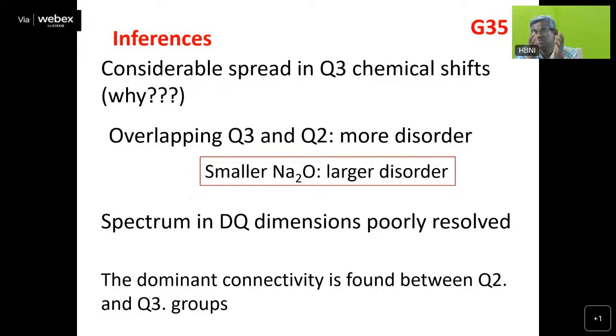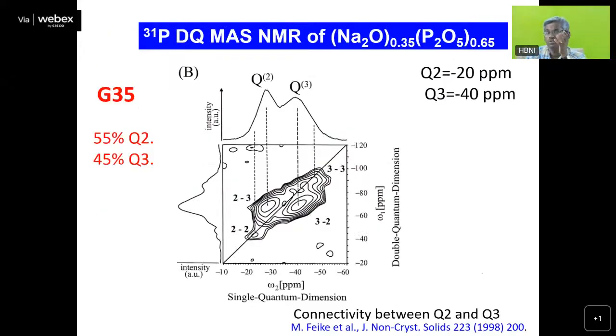So exchange is taking place significantly between Q1 and Q2 structural units. The dominant connectivity is found between Q2 and Q3 groups. That is also correct. Dominant, that is why we see there is no resolved peak. We see a lot of Q3, 3-2, 2-3 peak and 3-2 peak, and 3-3 peak also quite intense.